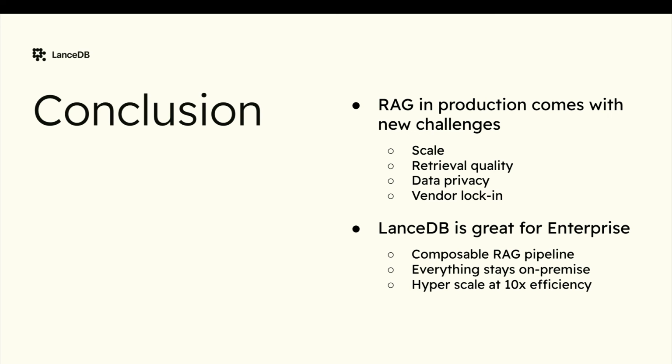So I hope I've proven that LanceDB is great for these use cases. It's open source. You can use it to build a composable RAG pipeline. Everything stays on premise so that your most valuable assets aren't going out to the open public internet. And it's able to deal with hyperscale at about an order of magnitude more efficient.